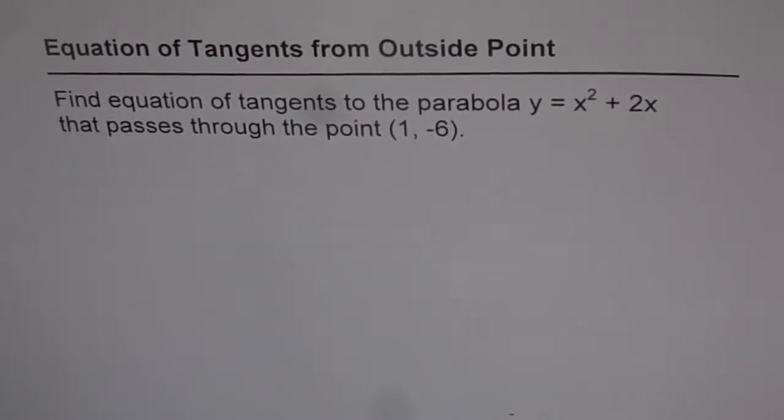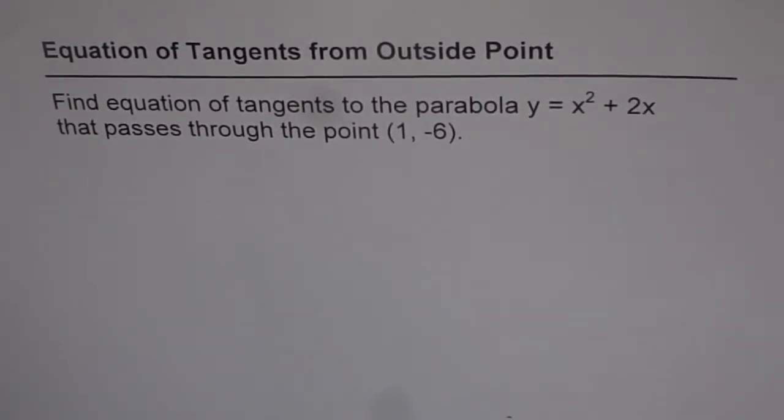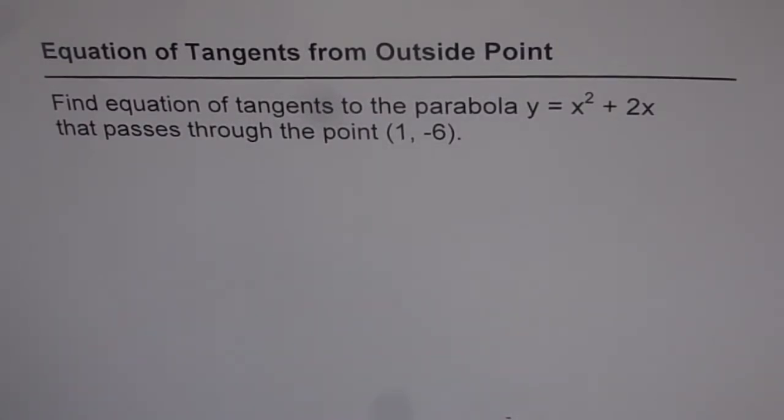Equation of tangents from outside point. Find equation of tangents to the parabola y equals x squared plus 2x that passes through the point (1, -6). Now this question is kind of unique in itself.